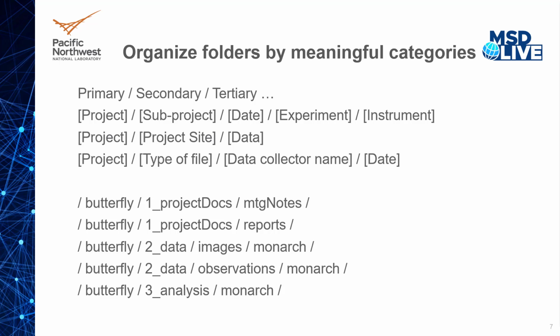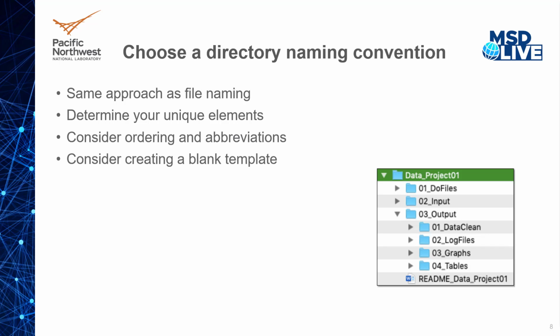Your first step is to organize folders into meaningful categories. These are just a few example templates here, where we have different ways of breaking files up, such as by project site, file type, or project. Then, just like we created a file naming convention for individual files, you'll want to do the same for your folder organization. Follow the same guidelines and best practices we discussed in the file naming section, such as determining unique elements and considering order and abbreviations. It can also be useful, if you find a system that works really well for you or for a type of project, to create a blank template that you or others can use in the future.